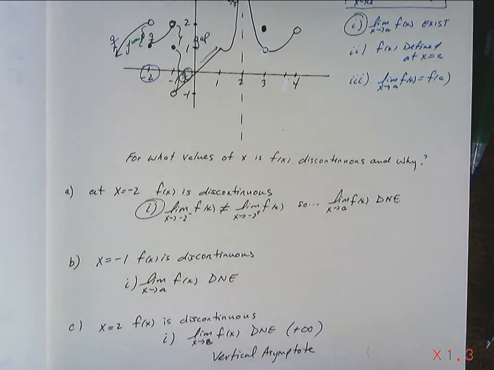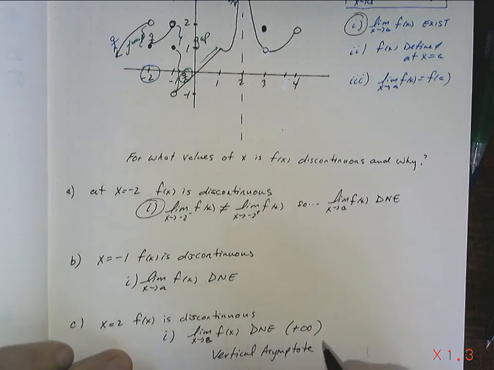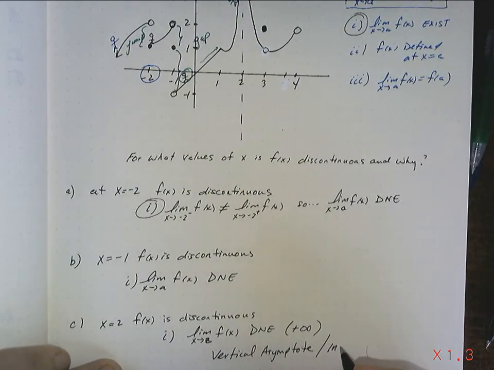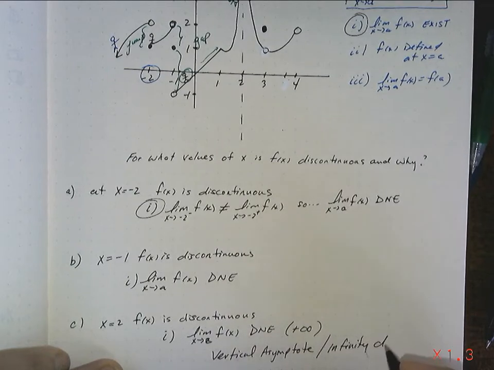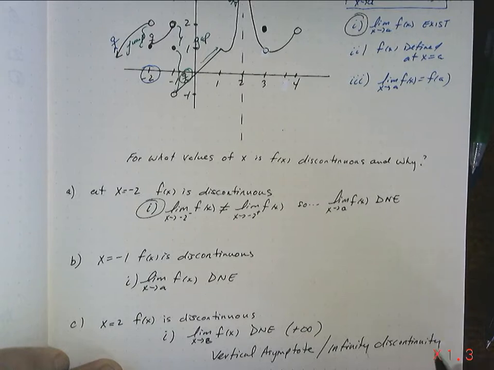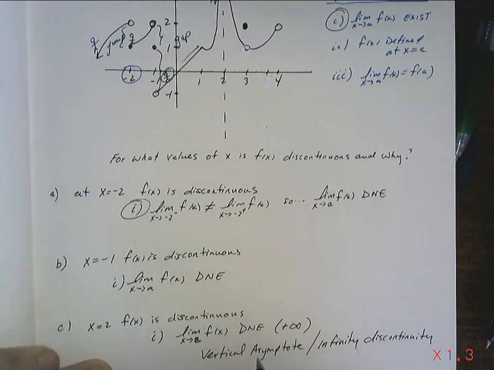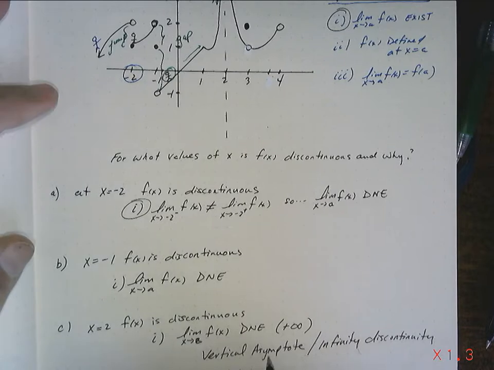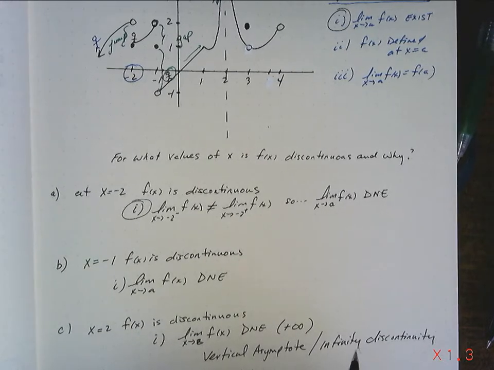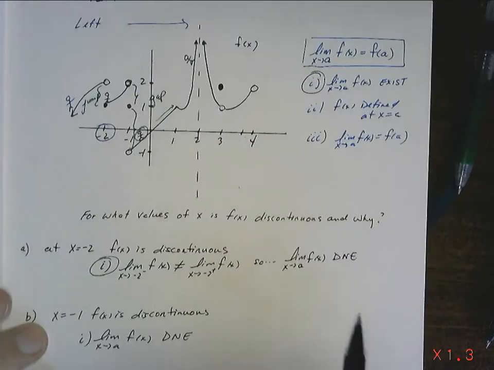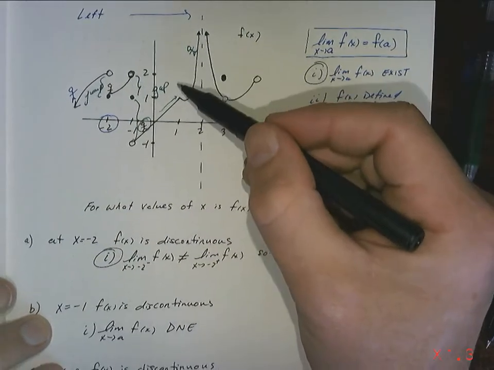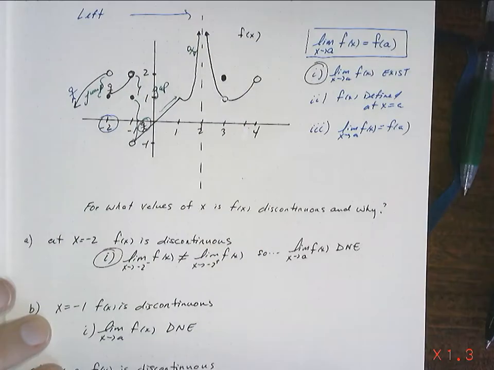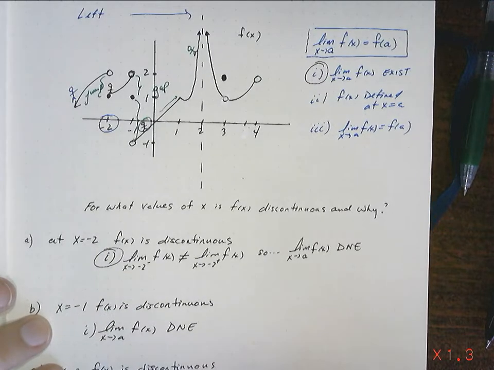And sometimes when they talk about this, they talk about it as an infinity discontinuity. And the two are different. You don't always have a vertical, well, do you? Yeah, you do. You always have a vertical asymptote wherever you have an infinity discontinuity. It's the same thing. Bottom line, it means that my curve is broken. There's a gap in my curve, and it's because there's an asymptote there.